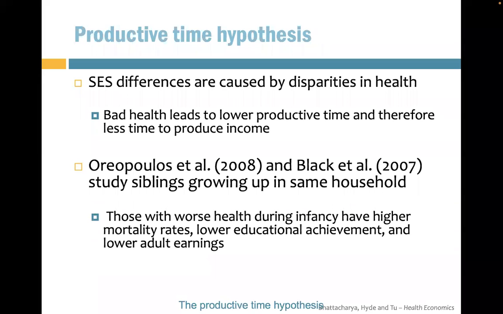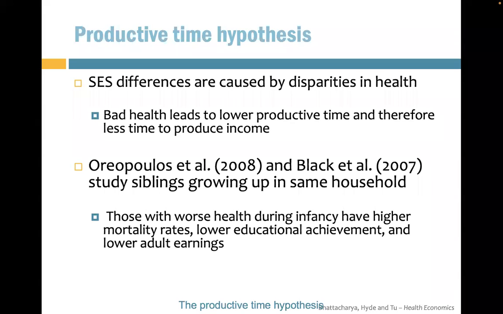The next one is productive time hypothesis. This theory takes a different direction. It believes that the differences in SES are caused by disparities in health. It is because people who are less healthy end up not working as much or end up not being as productive, which leads to the differences in their SES status.